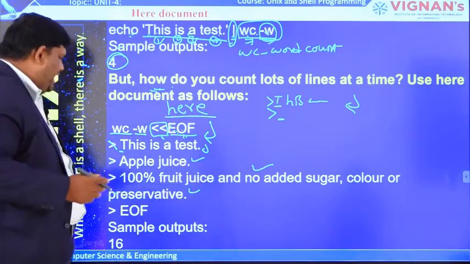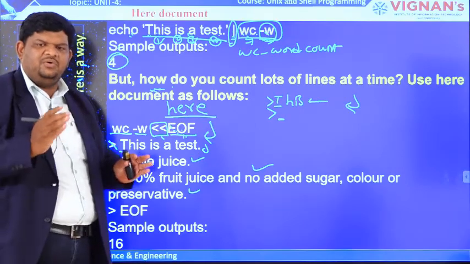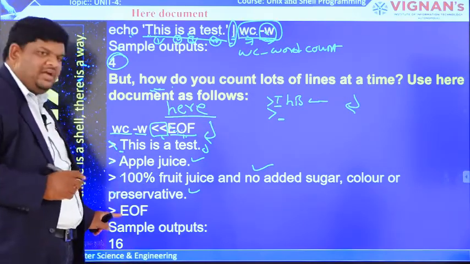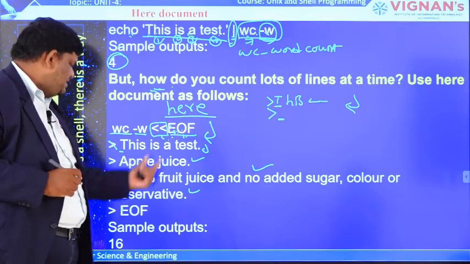After that, okay, I want to end. That means the user has finished entering data. How to terminate: the user has to give the delimiter. Whatever delimiter we give at the start, we have to give the same string here.